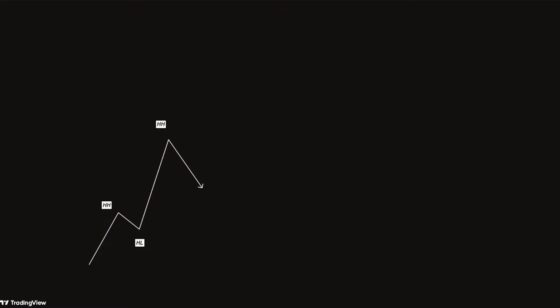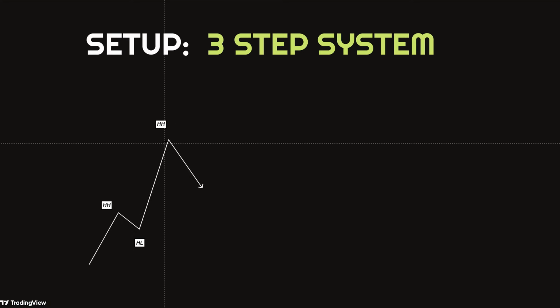Now the setup. This is a scalping strategy built especially for 1 minute and 5 minute charts. First, identify the market structure just like we learned earlier. Here, the trend is up. You can see higher highs and higher lows forming on the chart. So now the setup itself. It's a simple 3-step system.